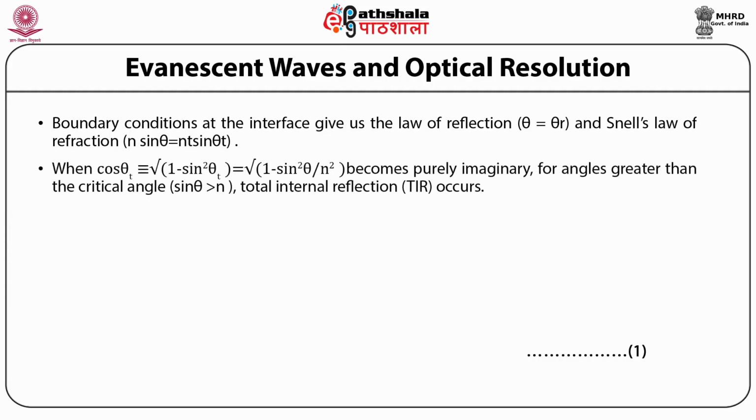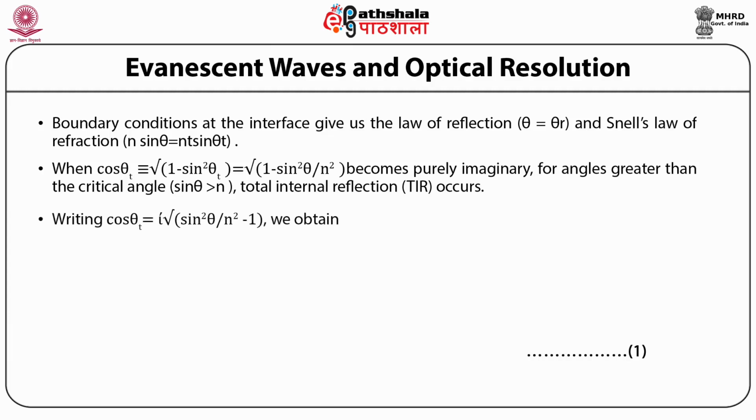When cos θt is equal to the square root of 1 minus sin²θt, which equals the square root of 1 minus sin²θ by n², it becomes purely imaginary for angles greater than the critical angle, that is, sin θ greater than n. In that case, total internal reflection occurs.